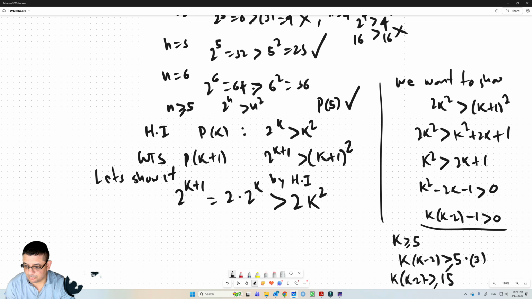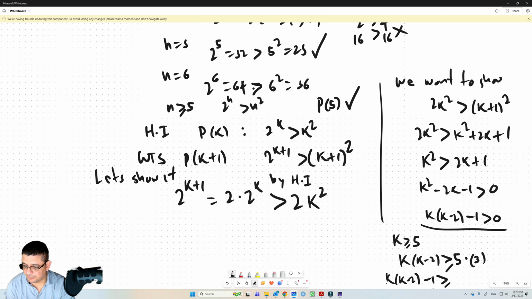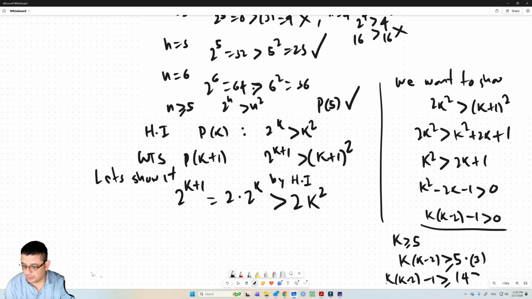And so if we put a minus 1 extra in there, k times k minus 2 minus 1 is going to be bigger than 15 minus 1, 14, which is bigger than 0. So for k bigger than 5, this is true. And so we can come backwards.